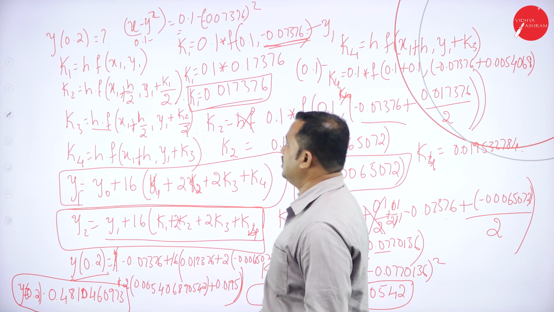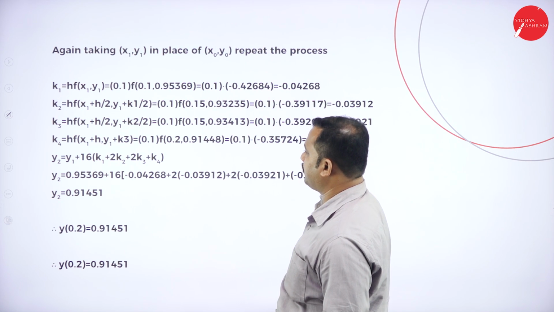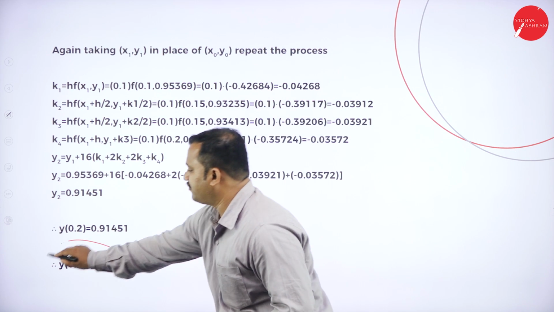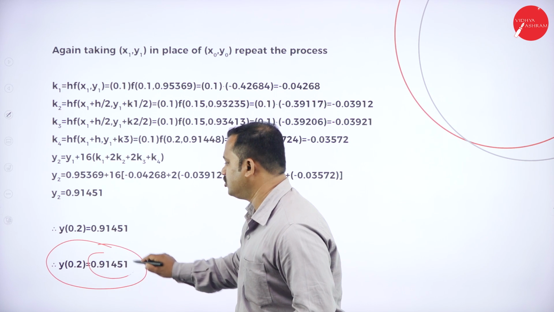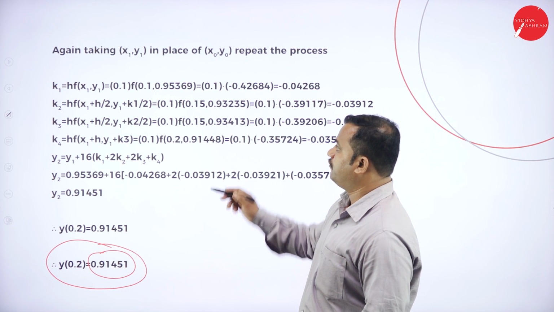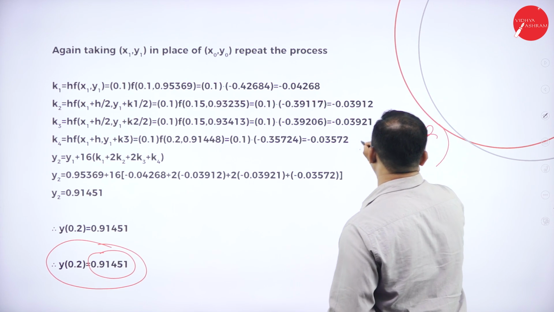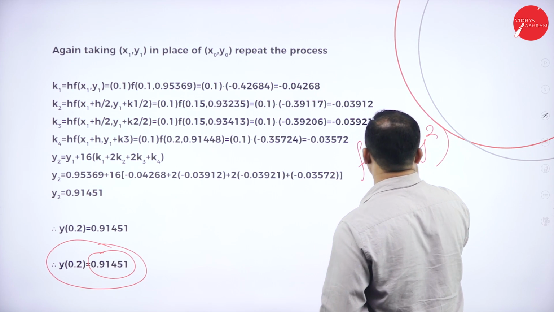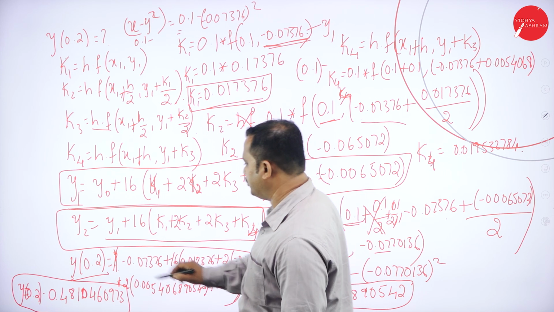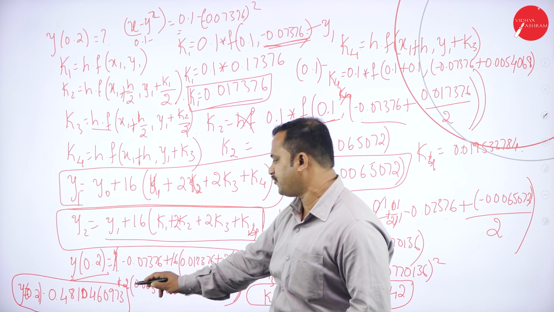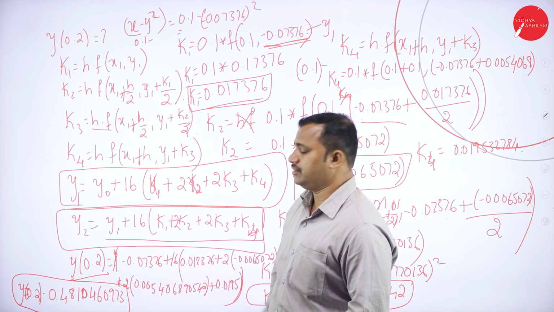If that is the case, let me consider one more equation. This is for the other equation. For the other equation, we have got 0.91451. For the equation, I considered x minus y square. That is f of x equal to x minus y square. We have found the value which is equal to 0.4810460973.